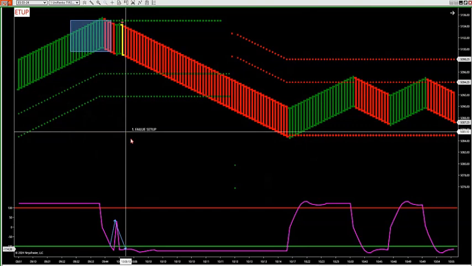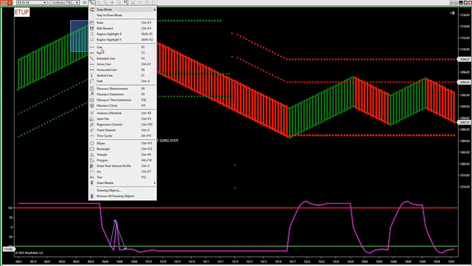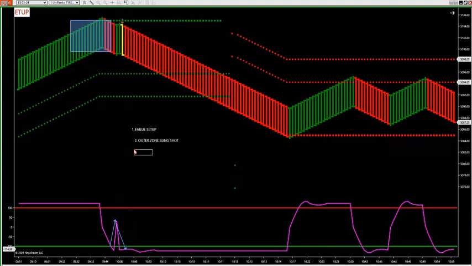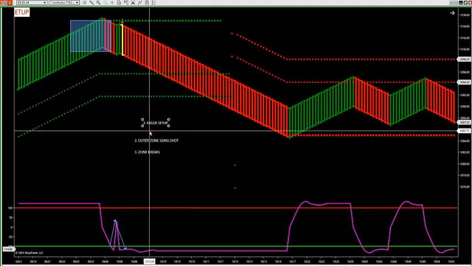So that's the first setup. The other two setups that the indicator will beep for you and turn a yellow bar are the outer zone slingshot, and then the third one is our zone break. The outer edge setup happens when the market is in range or chop typically, or if it's trending hard outside of profile, you want to take outer zone slingshots with the trend. And the third are the zone breaks. The zone breaks work really, really well during power hour because of volume and volatility. So those are your three setups.